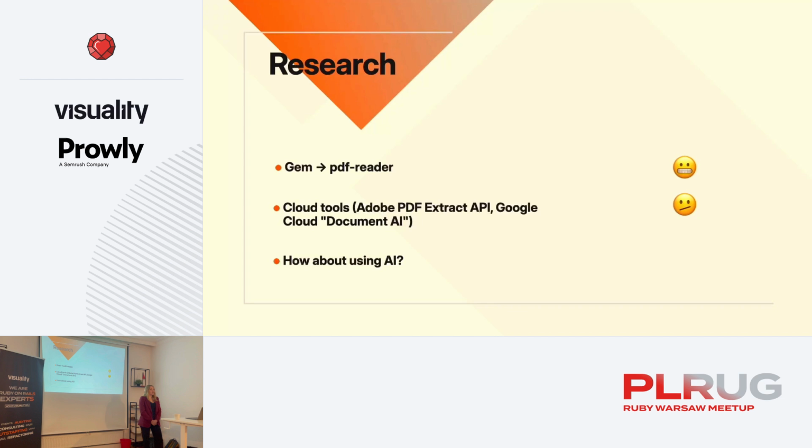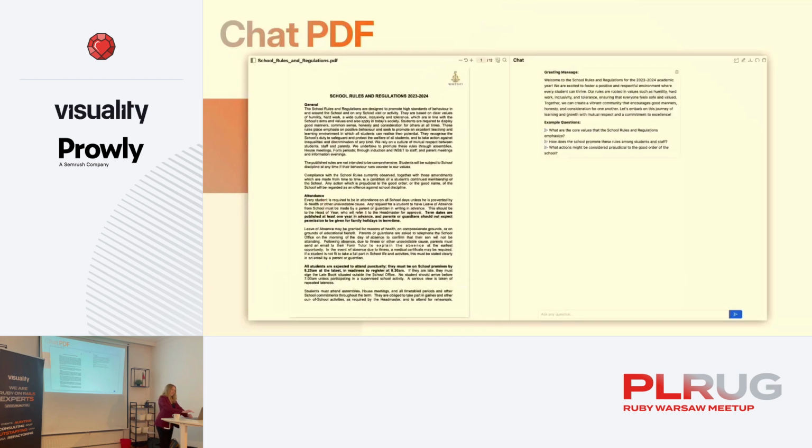When I was discussing with my teammates what we could do about that, someone said, how about trying AI? Because AI is, well, a great thing to extract data. It sounds like a perfect use case. So we had an idea to dig in.